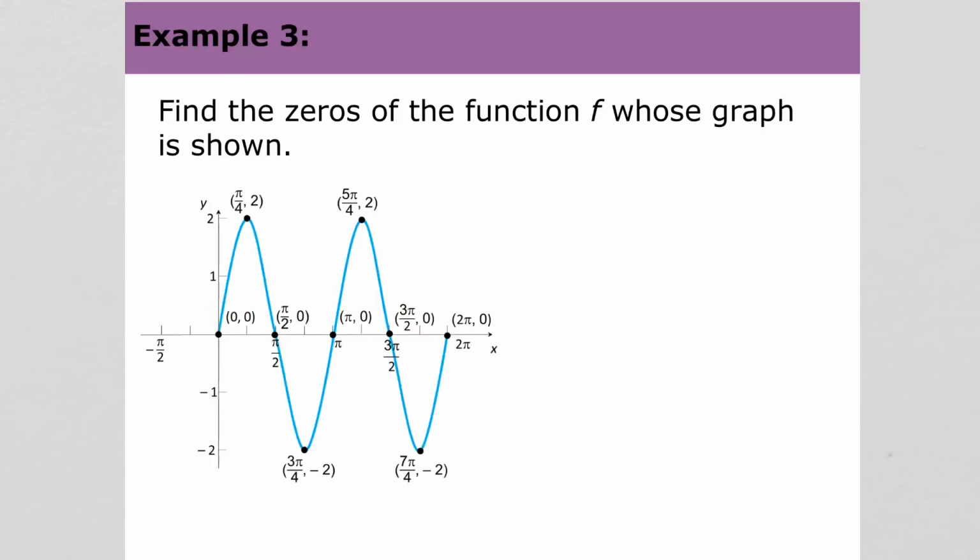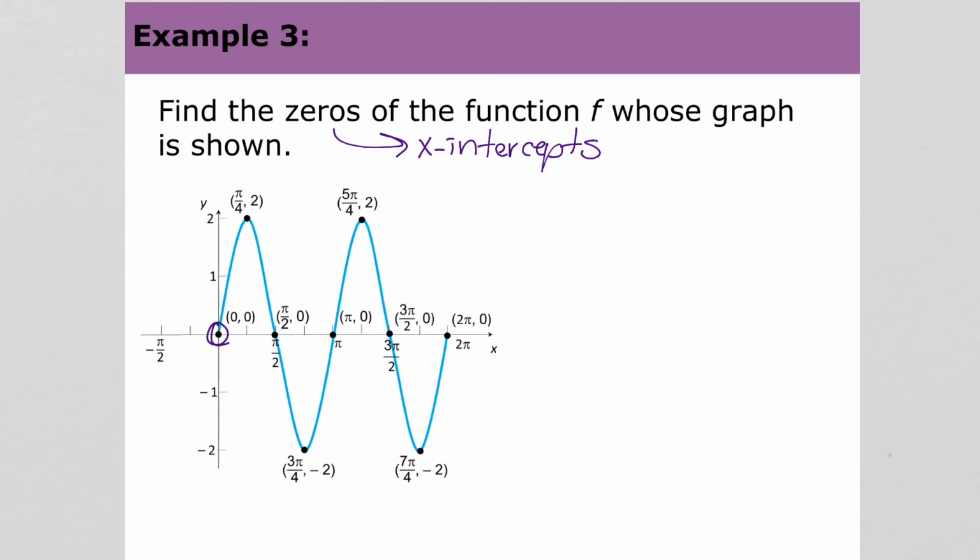For example 3, find the zeros of this function. Well, what is a zero? A zero is the x-intercepts. It's just another way of saying x-intercepts. Another way of saying it would be solutions. The solutions are the x-intercepts or the zeros of the graph. So what are the zeros of this graph?